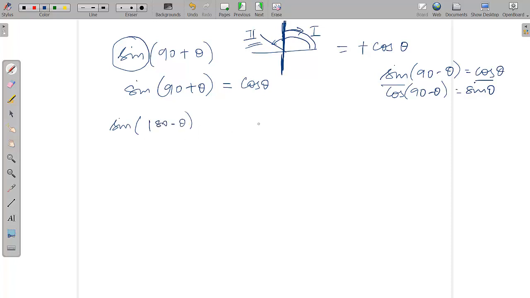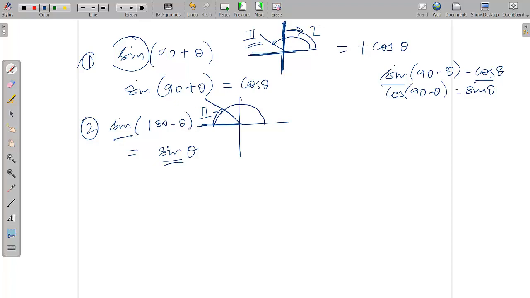Similarly, what is sine of 180 minus theta? Since you are touching this line now, this time you are touching this line. So what we are doing is sine of 180 degrees minus theta. So it is in the second quadrant. That means sine is positive, so this value will be positive. So this will be positive sine theta because it is in the second quadrant, first thing. And since we are touching this line, you're not going to change the trigonometrical function. So sine will remain sine.